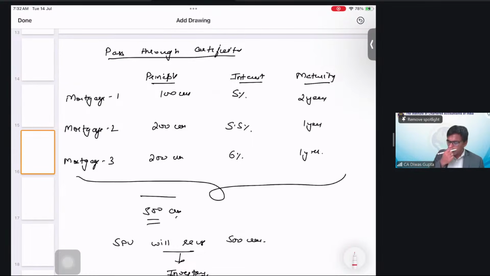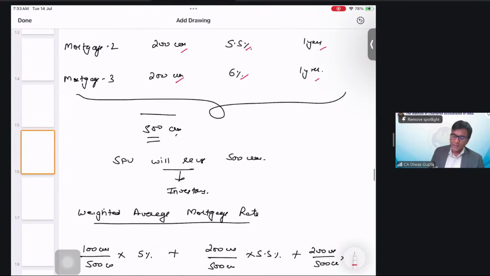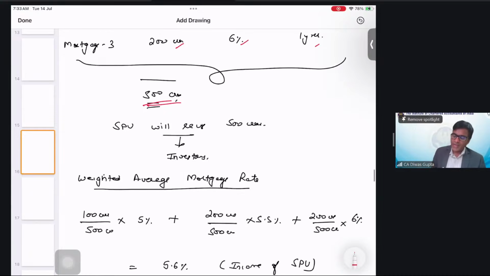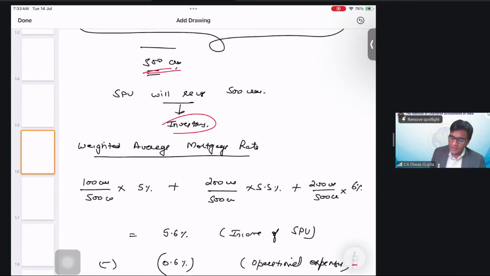Now in case of principals of 100, 200 and 200 rupees, let's say there are three different types of mortgages, mortgage 1, 2 and 3. There are different types of interest rates and there are different maturities. So for this total 500 crore, the SPV will receive 500 crore from the investors by selling this.